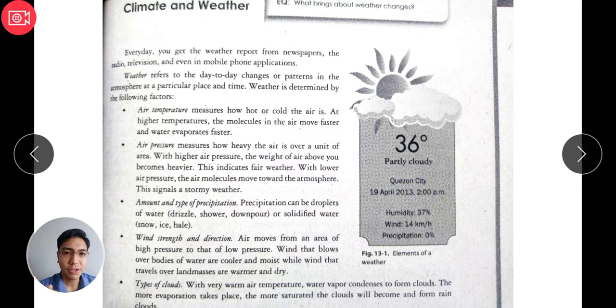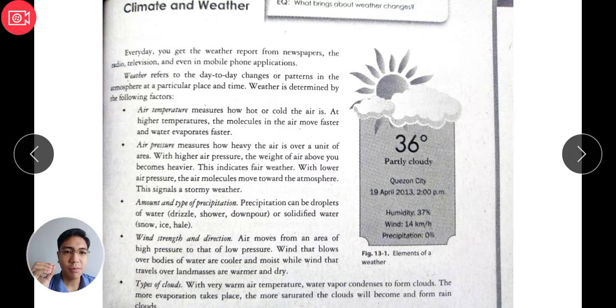So, air pressure tells how heavy the air is over a unit of area, just like what I said. So, with the higher air pressure, the weight of air above you becomes heavier. So, mas mataas ang pressure, mas mabigat. This indicates fair weather. So, with lower air pressure, the air molecules move toward the atmosphere. This signals a stormy weather, a lower air pressure. Just like, no, low pressure area, something like that on the news we can hear.